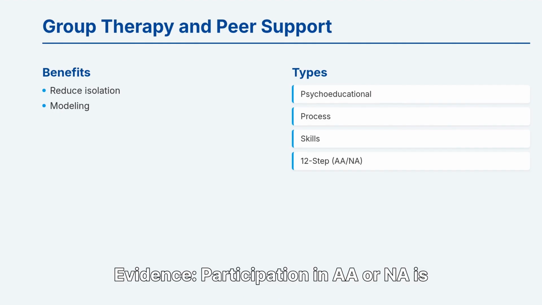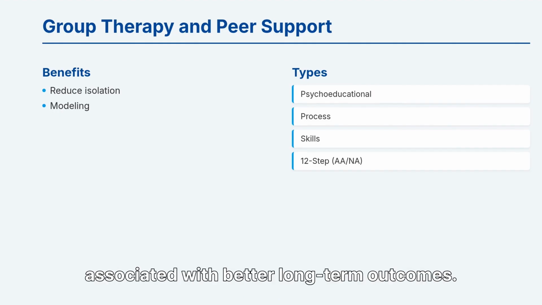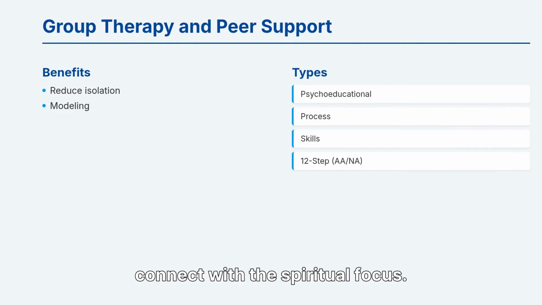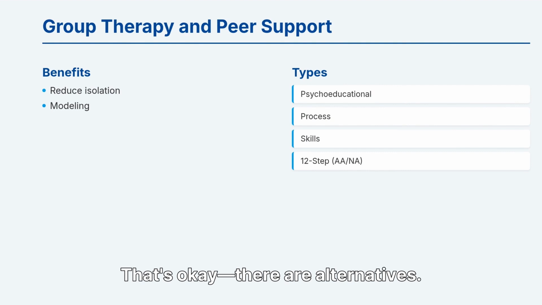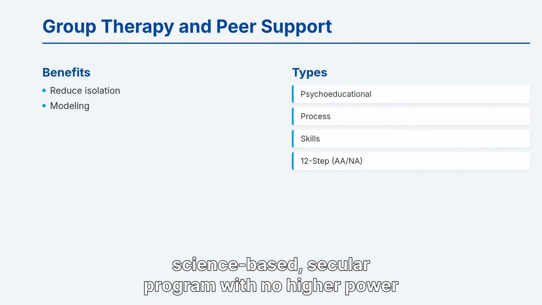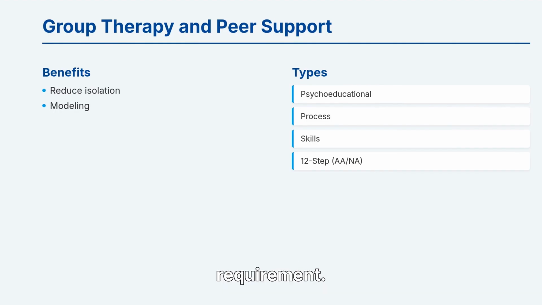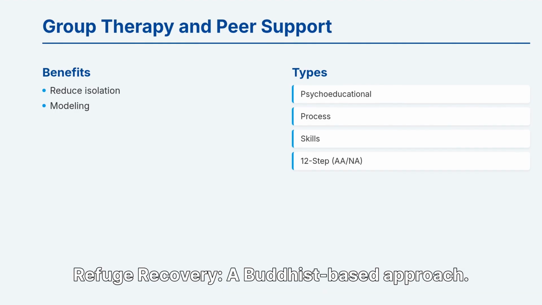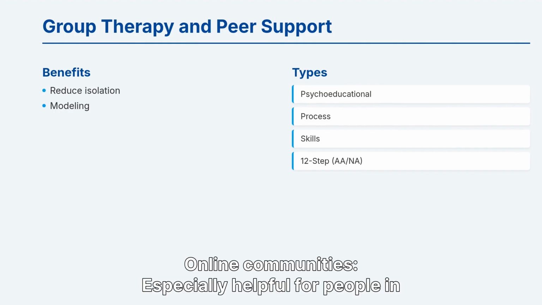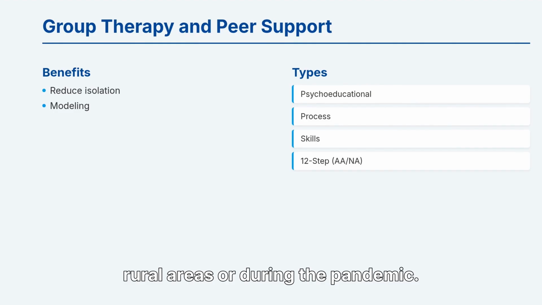Evidence: participation in AA or NA is associated with better long-term outcomes. Not for everyone. Some people do not connect with the spiritual focus. That's okay. There are alternatives. Other peer support options: SMART Recovery, a science-based secular program with no higher power requirement; Refuge Recovery, a Buddhist-based approach; and online communities, especially helpful for people in rural areas or during the pandemic.